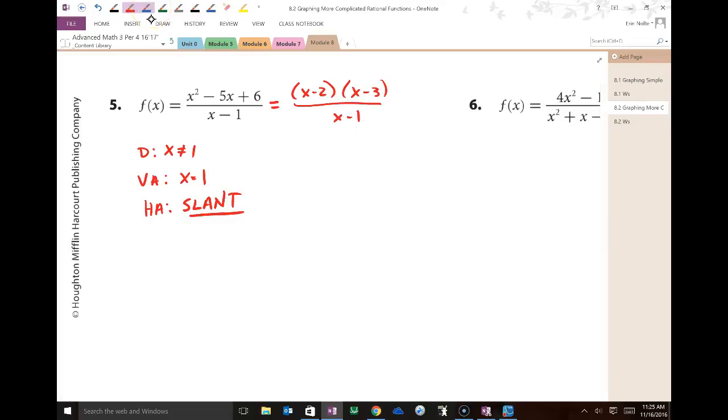It is not incredibly hard. You've done long division. So we have x minus 1, and we have x squared minus 5x plus 6. Okay, so looking at the first terms, what do I have to multiply x by to make it x squared? X, so x goes up top. Everybody following in the back? Everybody good?